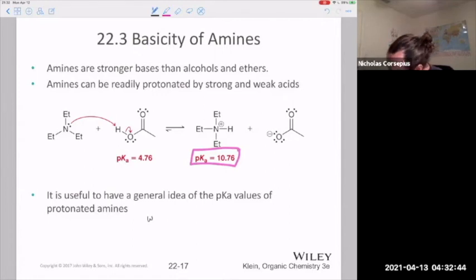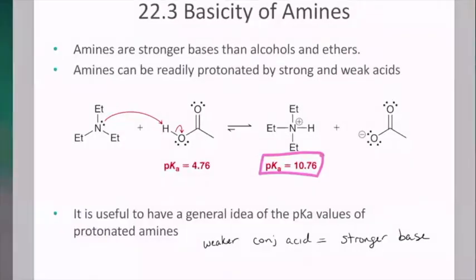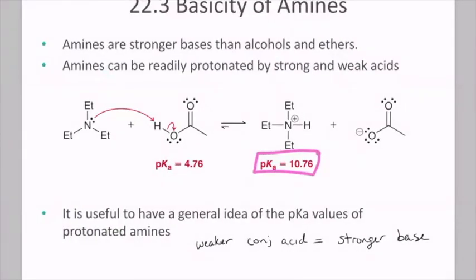So when we're comparing the basicity of amines, the weaker the conjugate acid, the stronger the base. Okay, so in terms of pKa, what makes a strong acid? A low pKa or a high pKa? Remember, low pKa equals strong acid. High pKa is weaker acid. Let's just say weak acid.